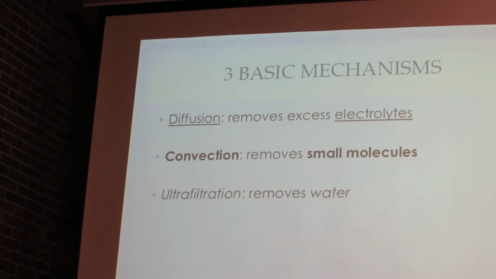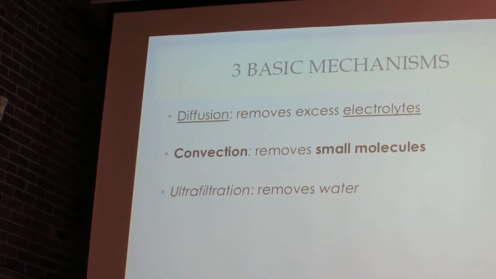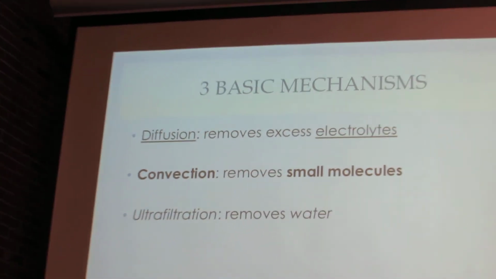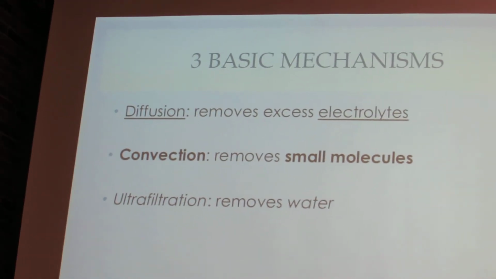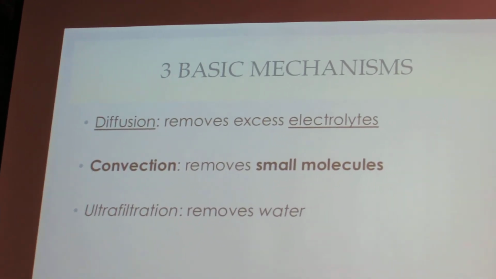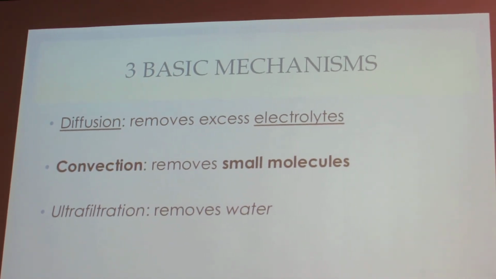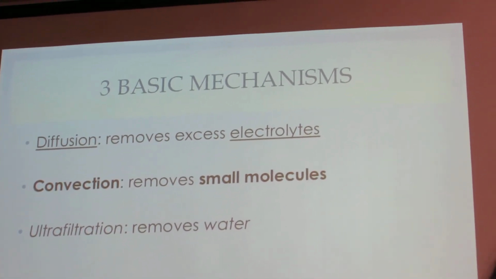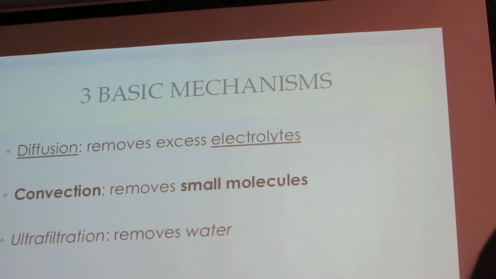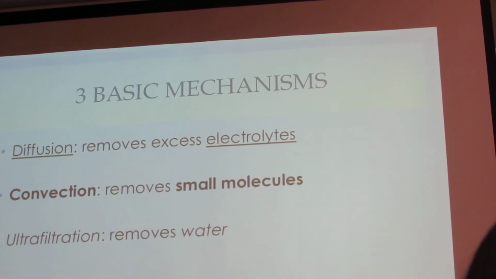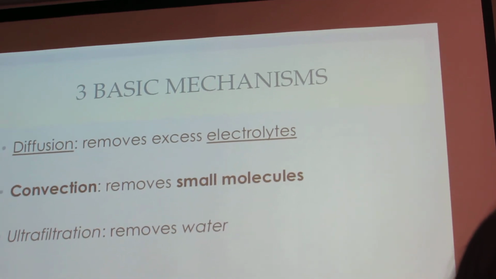So there are 3 different ways that filtration occurs, and that the dialyzer is able to exchange the appropriate amounts of solutes between the filtered and unfiltered blood. Diffusion removes excess electrolytes, like salt, ions, and potassium ions. Convection removes smaller molecules, and ultrafiltration removes water.